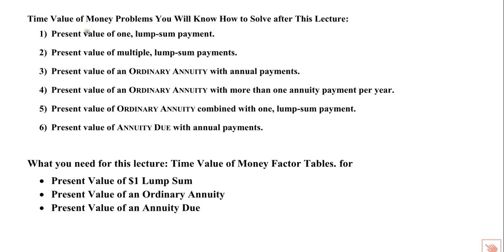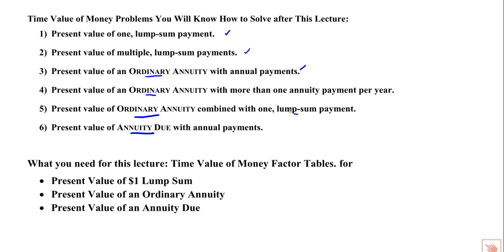So after you go through all the lectures, here are the problems that you should be able to solve. Present value of just one lump sum, present value of multiple lump sums, present value of an ordinary annuity with annual payments, present value of ordinary annuity with more than one annuity payment per year, present value of ordinary annuity combined with a lump sum. So you have an annuity, you present value that, and then you have a lump sum. How do you combine the present values?